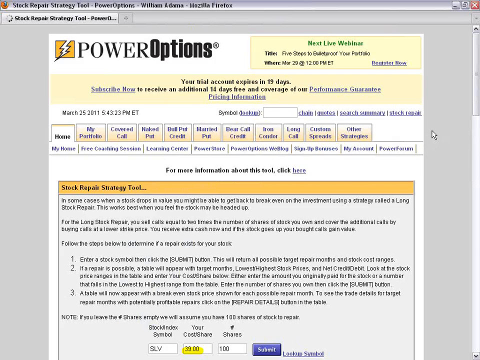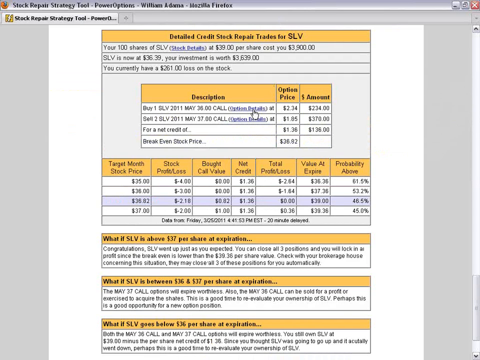Well, let's take a look at the repair details first. I'll click on that button. This just gives us the specifics. So I might look to sell 2 May 37 calls for $1.85 and buy 1 May 36 call at $2.34. Now this will give me a net credit of $1.36, so we've lowered our break even to 36.82. Well, if my cost basis is 39 and I collected $1.36, that doesn't work out to 36.82. What happened? Well, here's the trick.